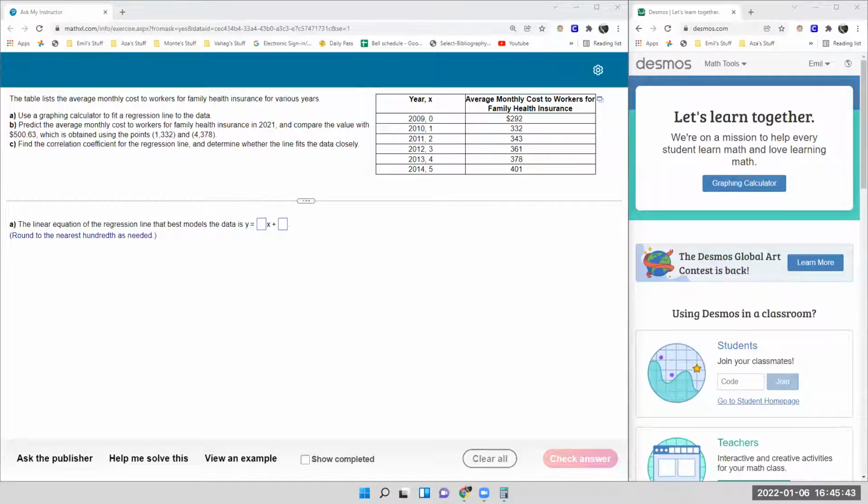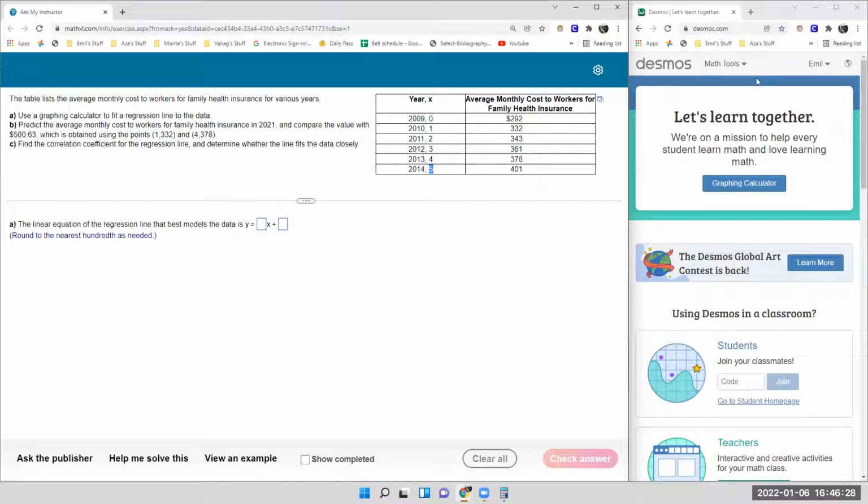Hello, in this video, I'd like to talk about how to use linear regression to solve regression problems using Desmos particularly. So in this particular problem, we have the X values representing years and Y values representing average monthly cost to workers for family health insurance. Here, the year 2009 is represented by the value 0, and the year 2010 is represented by value 1. So the year 2014, which is evidently 5 years after the year 2009, is going to be represented by 5.